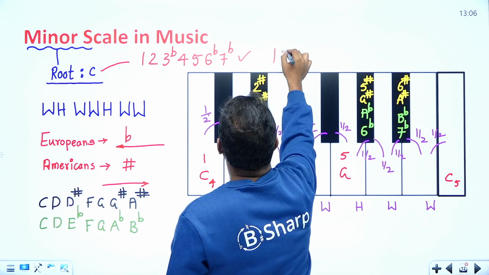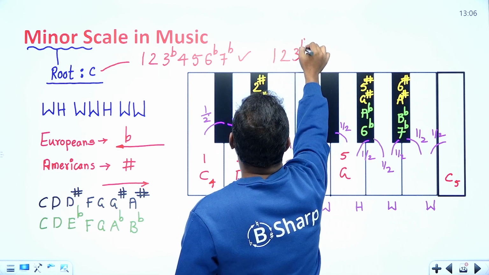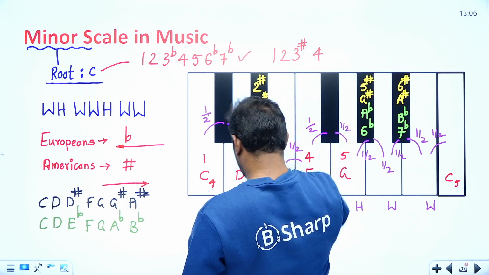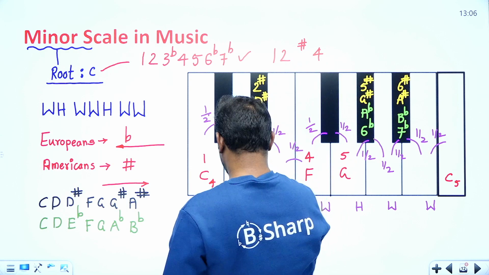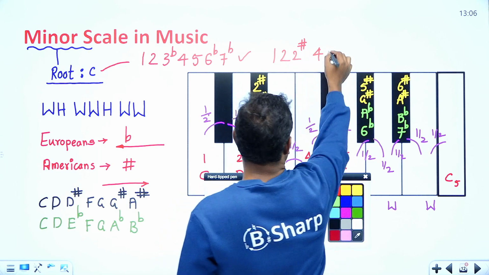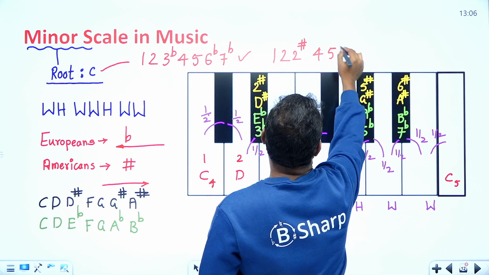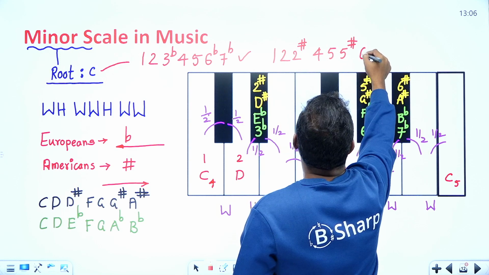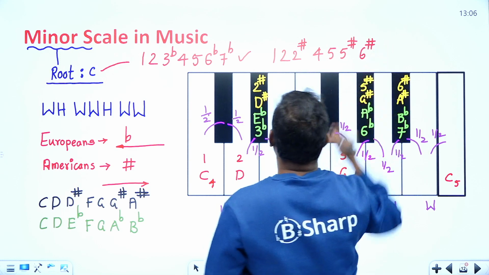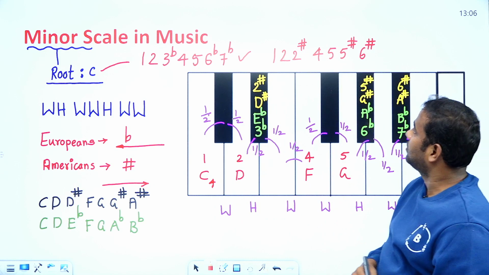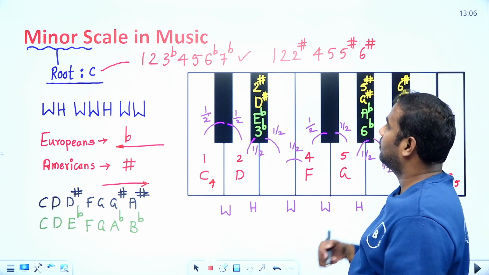That is 1, 2, 3 sharp, 4, 5, 5 sharp, and 6 sharp. So this is also right. This is also the right conventional way. So like this also you can remember it.